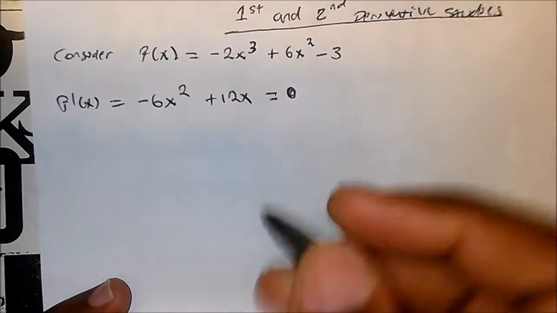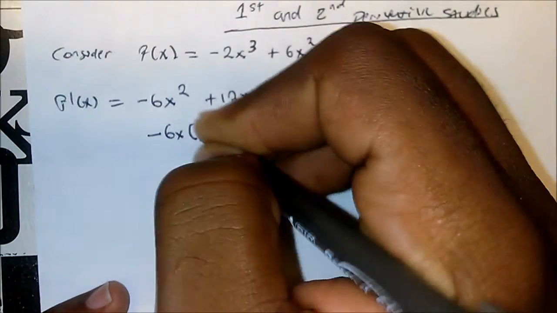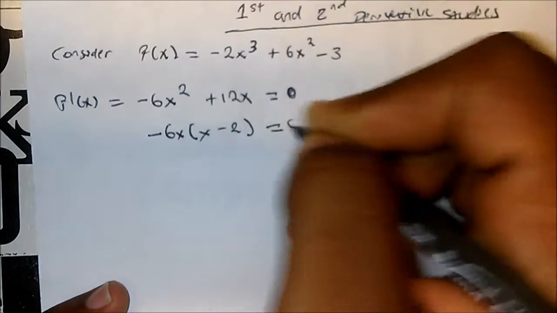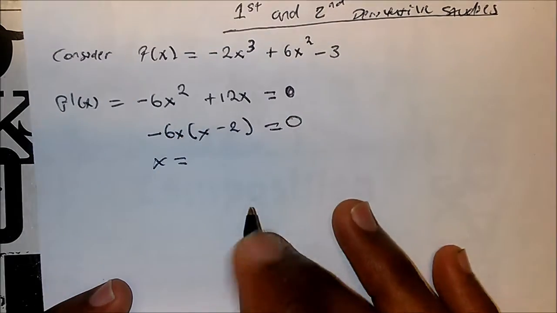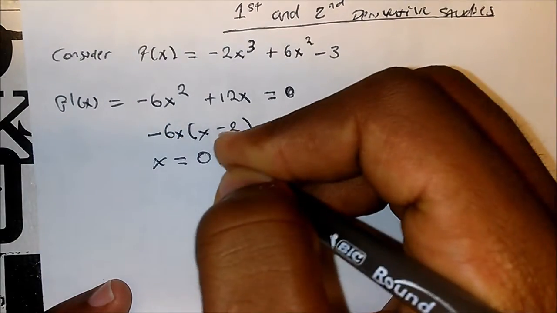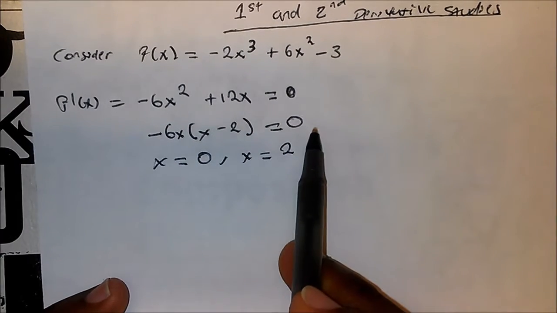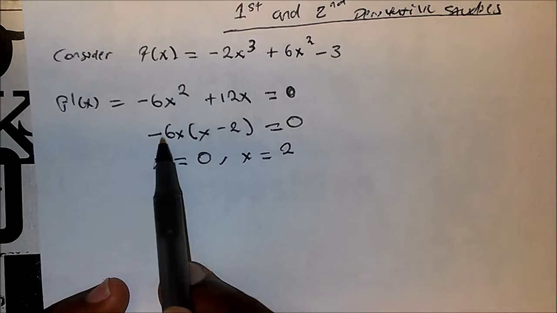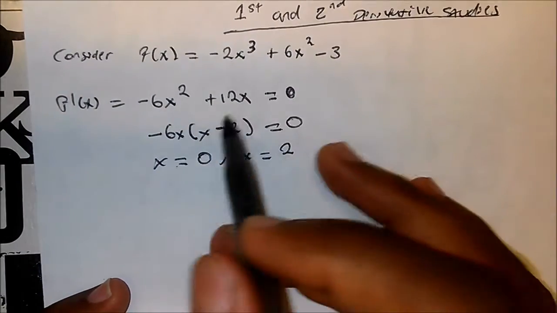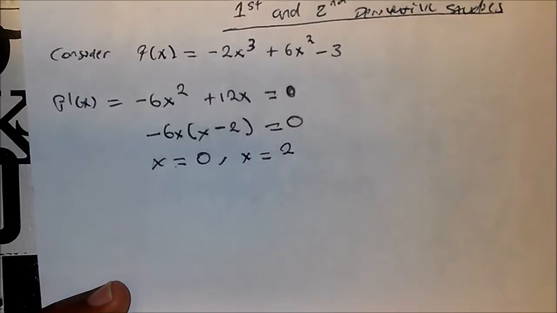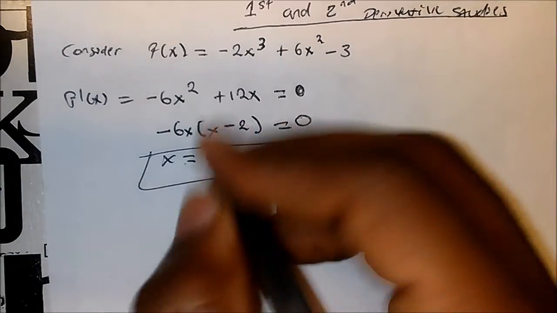So again, the good thing here is that we could factor. I could factor out a negative 6x, multiply that by x minus 2, and that will equal 0. And then obviously you could see where x will be 0 and x will be 2, right? Negative 6x is equal to 0. Divide by negative 6, you get x is equal to 0. And then x minus 2, set that equal to 0, you get x equals plus 2, right? So these right here will be my critical points.